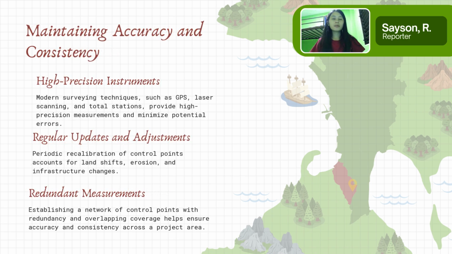To ensure the reliability of control points and coordinate systems, surveyors use these methods. First, they use high precision instruments, such as modern GPS receivers, total stations, and laser scanners to enhance accuracy. Second, regular updates and adjustments. Periodic recalibration of control points accounts for land shifts, erosion, and infrastructure changes. So after an earthquake, engineers reassess control points to ensure that buildings and roads remain properly aligned.